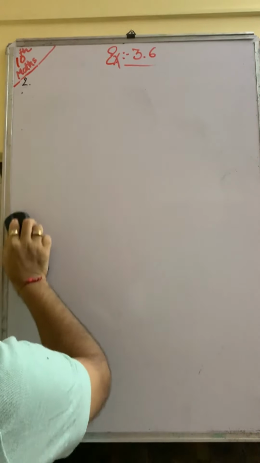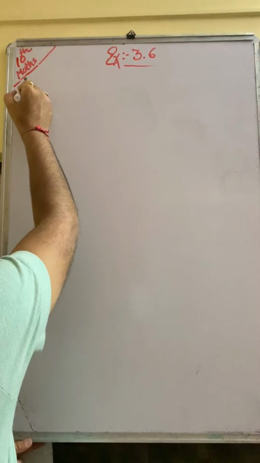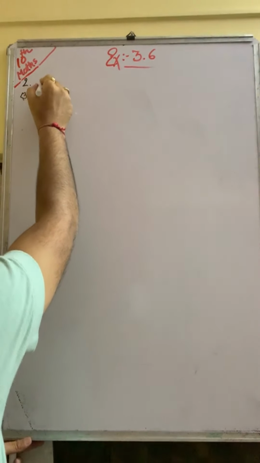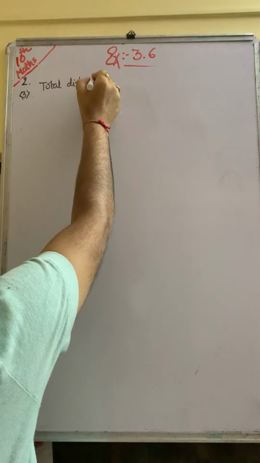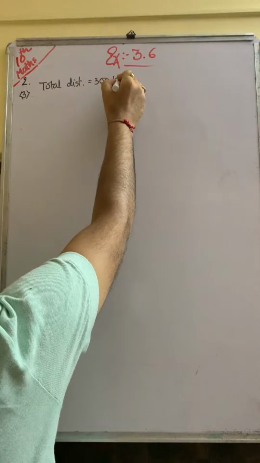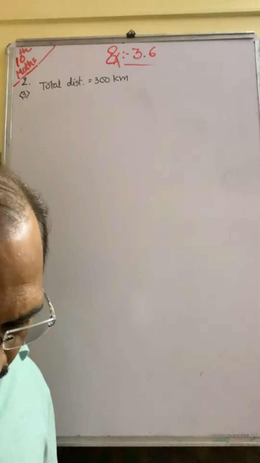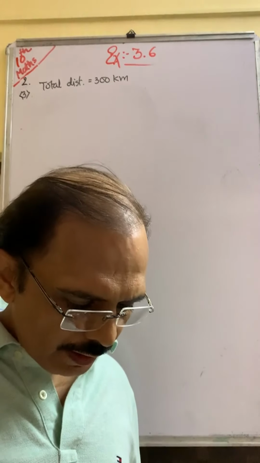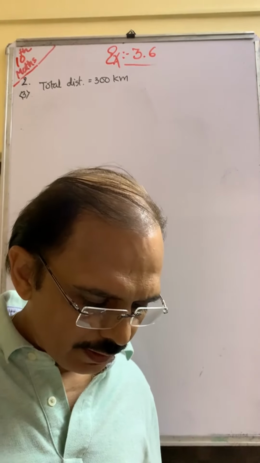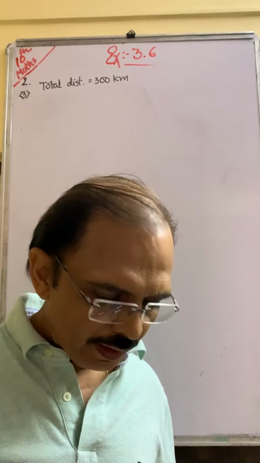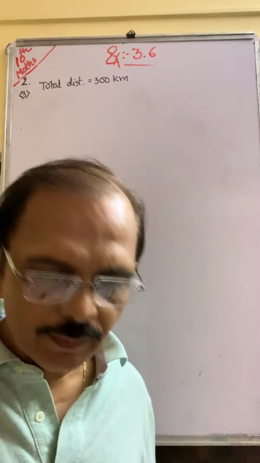Now see, question number 3. Ruhi travels 300 km. Total she has to cover 300 km distance. Total distance 300 km. Okay? To reach her home. Now she travels to her home partly by train and partly by bus. She takes 4 hours if she travels 60 kilometer by train and remaining 240 by bus.